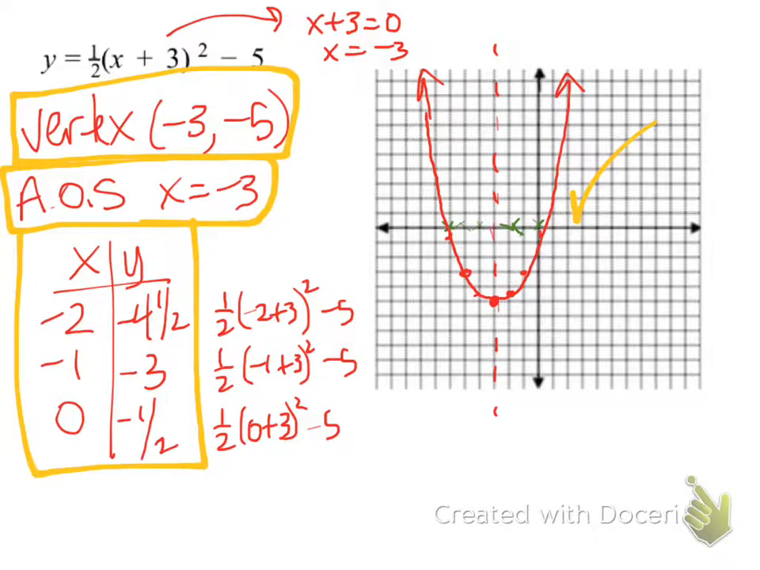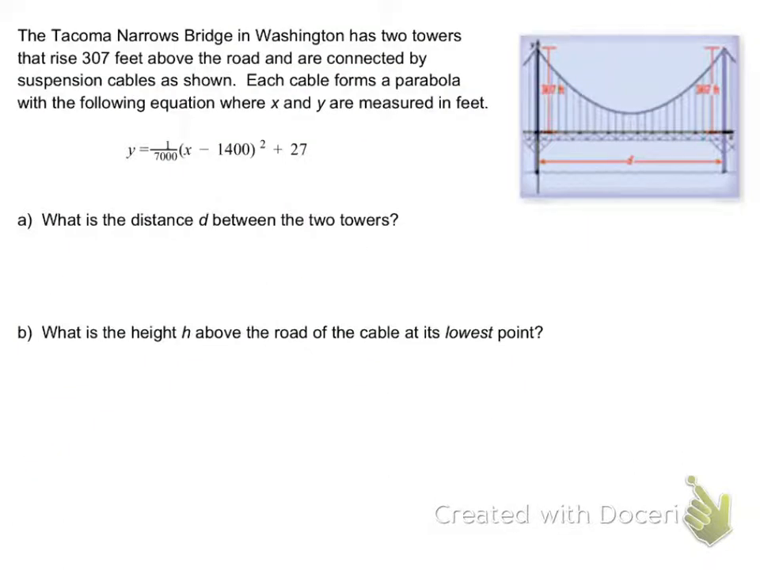And so then with every kind of problem, we have to have a corresponding word problem to make this a realistic problem, or at least an applicable problem. So the Tacoma Narrows Bridge in Washington has 2 towers that rise 307 feet above the road and are connected by suspension cables, and there's a picture. Each cable forms a parabola with the following equation, where x and y are measured in feet. And so if we notice, this is in vertex form. And so let's just identify from our equation what our vertex is. It's (1400, 27). And so what does that mean?